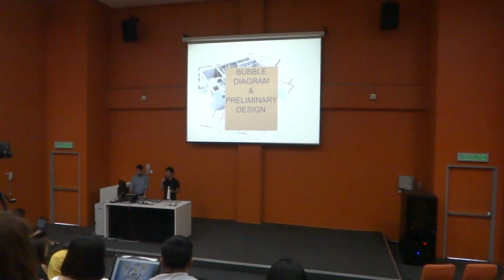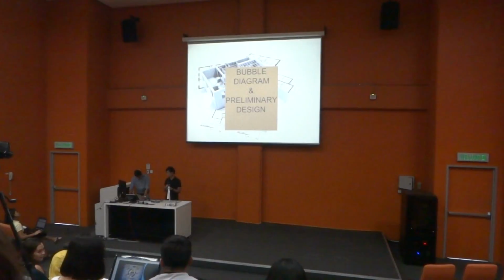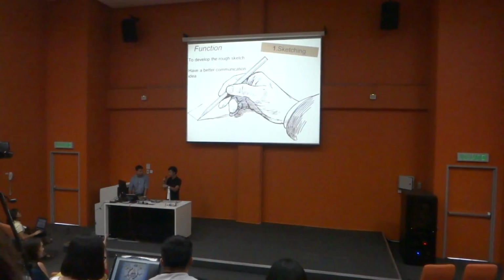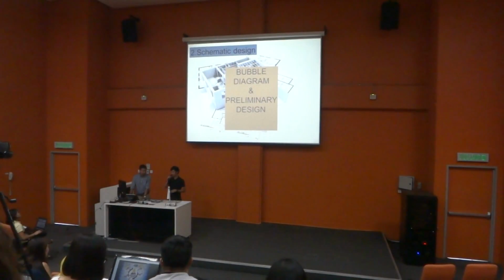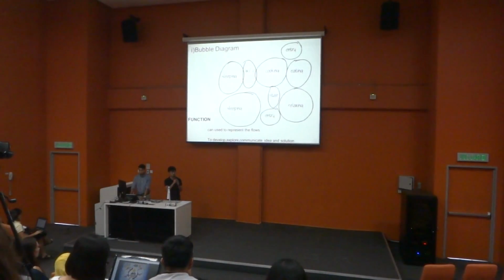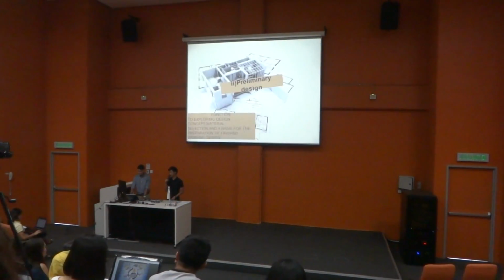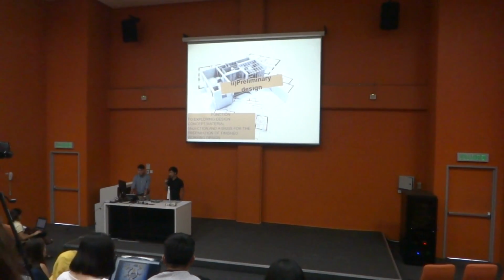The next part is schematic design, which includes the bubble diagram and preliminary design. This is what a bubble diagram looks like. It's used to represent all the flows and to explore, develop, and communicate ideas and solutions. Then we go to preliminary design, which is used for exploring design concepts, material selection, and as a basis for preparation of a finished-looking design.